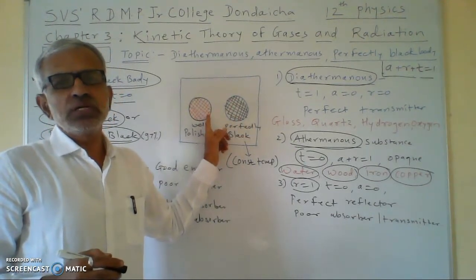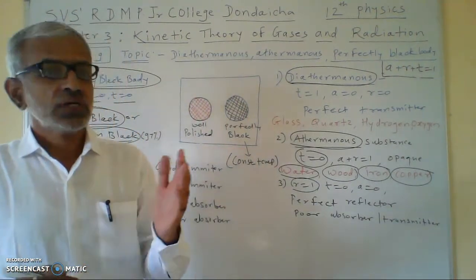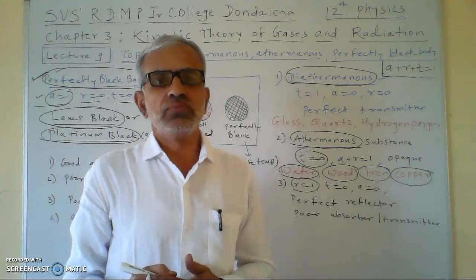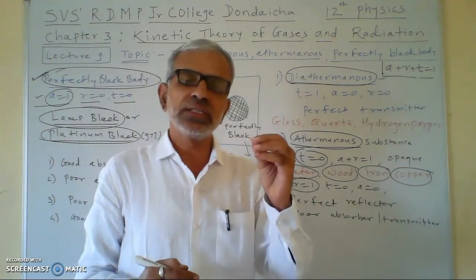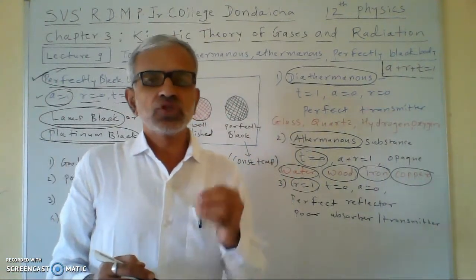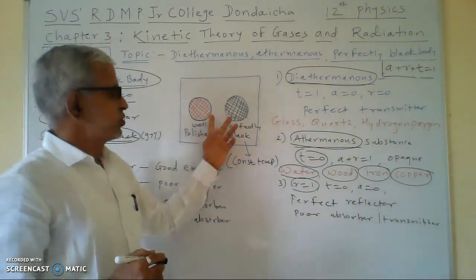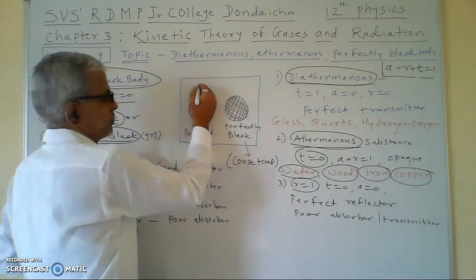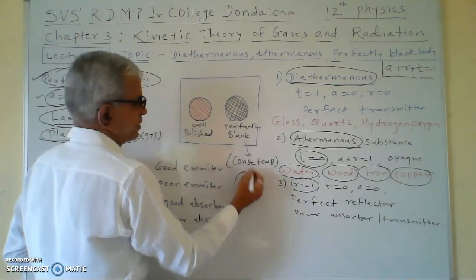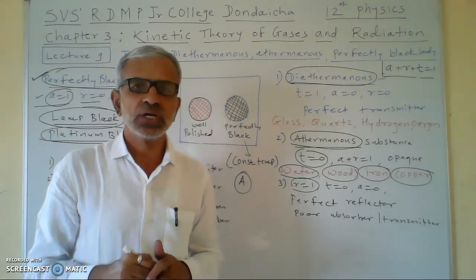These two spheres are identical, and they are opaque to heat, meaning they cannot pass heat through them, so their transmittance T equals 0. They can only absorb the heat and reflect the heat. So consider two identical bodies of the same surface area.